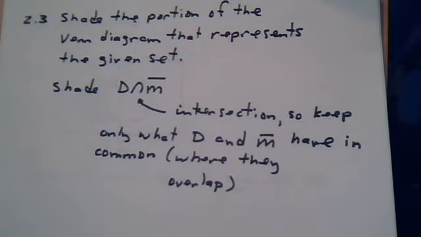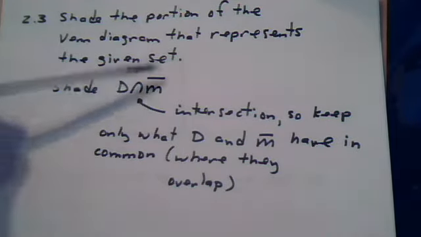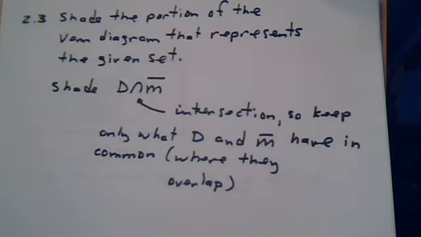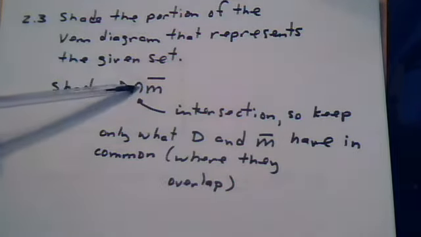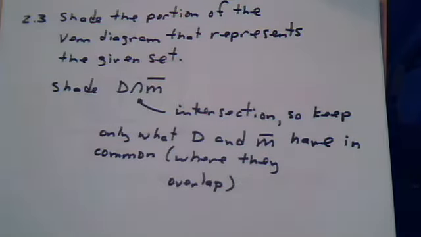Shade the portion of the Venn diagram that represents the given set. It would like us to shade what this represents. So first, let's try reading it. D intersection the complement of M. That sounds very complicated. Let's read it another way.